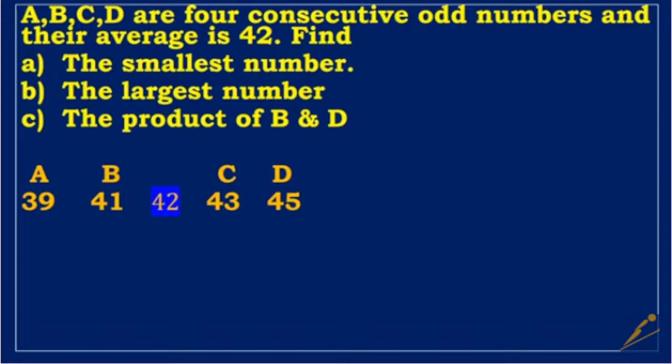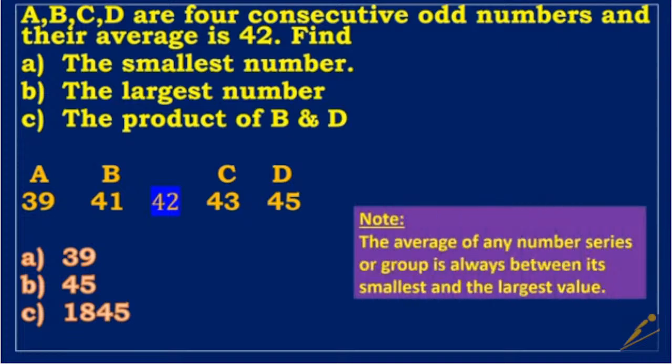Since it is an even count, the 4 consecutive numbers are shared on both sides. Then, the consecutive numbers are as follows: 39, 41, 43, 45. Thus, the smallest number of the 4 consecutive odd numbers is 39, the largest number is 45, and the product of B and D is 41 times 45, which is equal to 1845. It is noted that the average of any number series or group is always between its smallest and largest value.